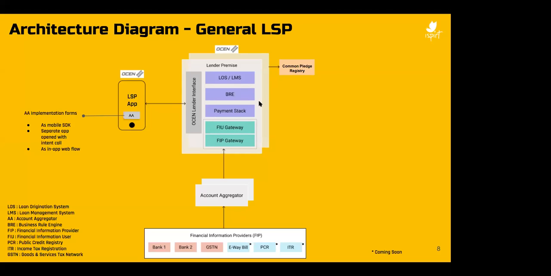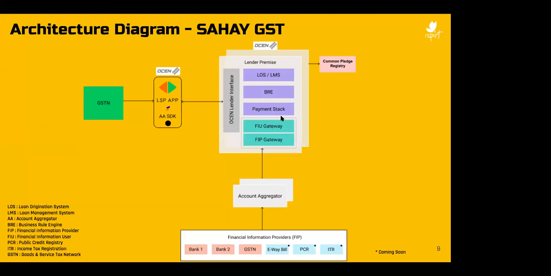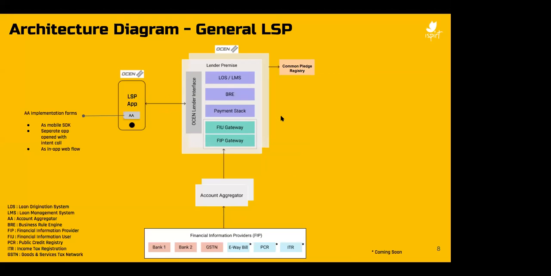Now, if I could draw your attention to these three purple boxes that you see, what you realize is that these are not standardized across all the lenders. It will vary from lender to lender. And the two components here, the financial information provider and the financial information user gateway components, are the lender's components for their connect with the account aggregator, which is why they have been engulfed in a separate box here and highlighted separately.